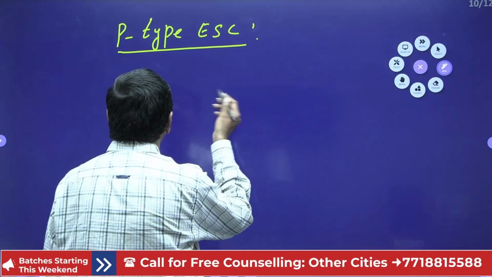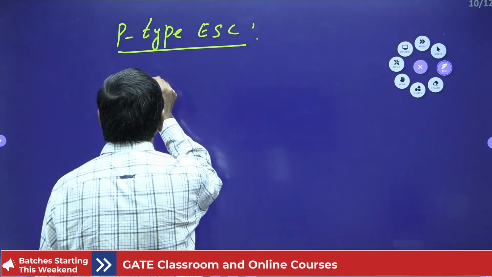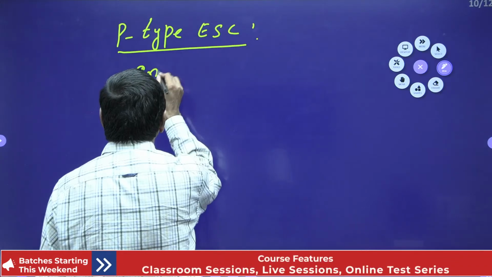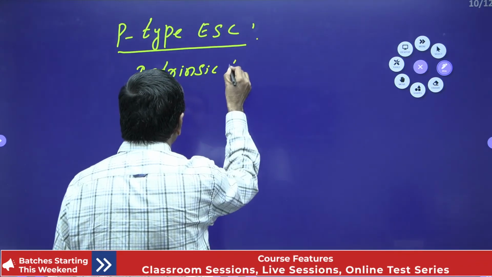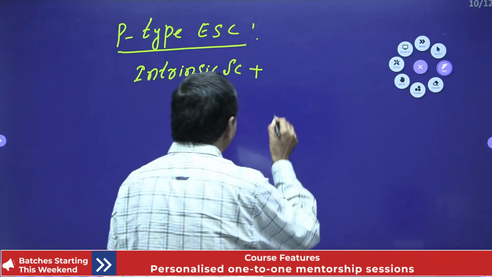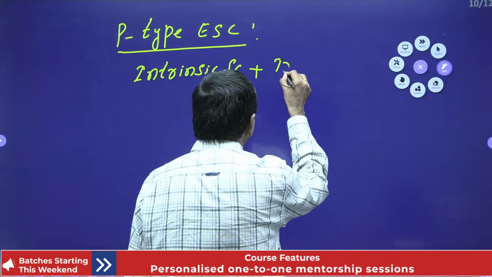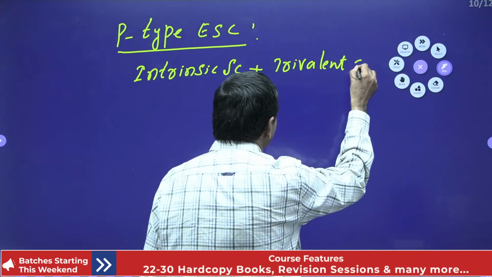But how is the p-type extrinsic semiconductor formed? You take an intrinsic semiconductor that is doped with a trivalent atom.